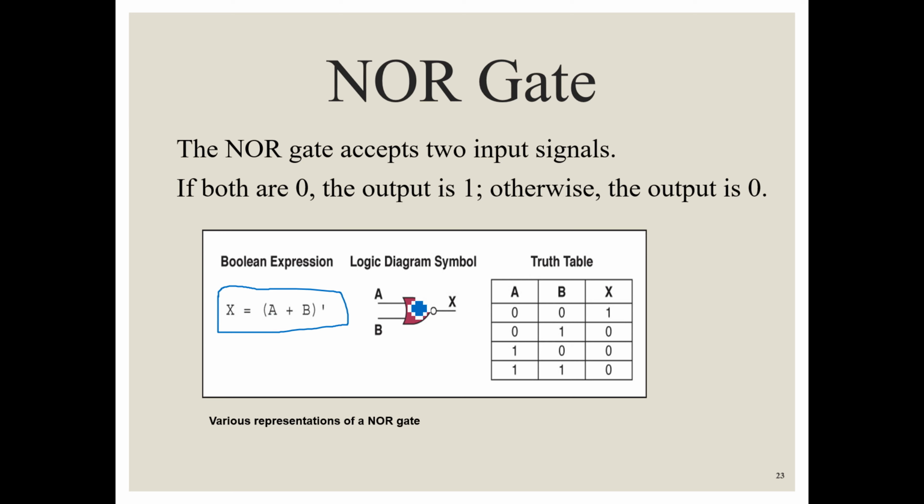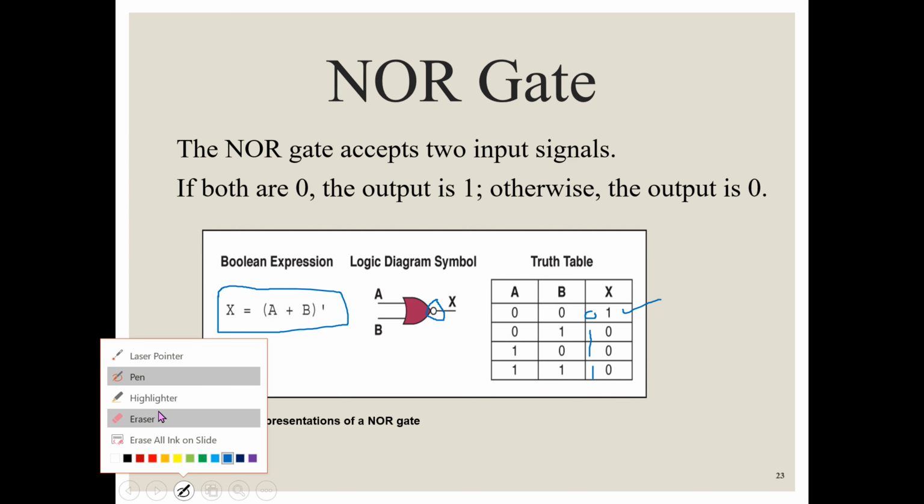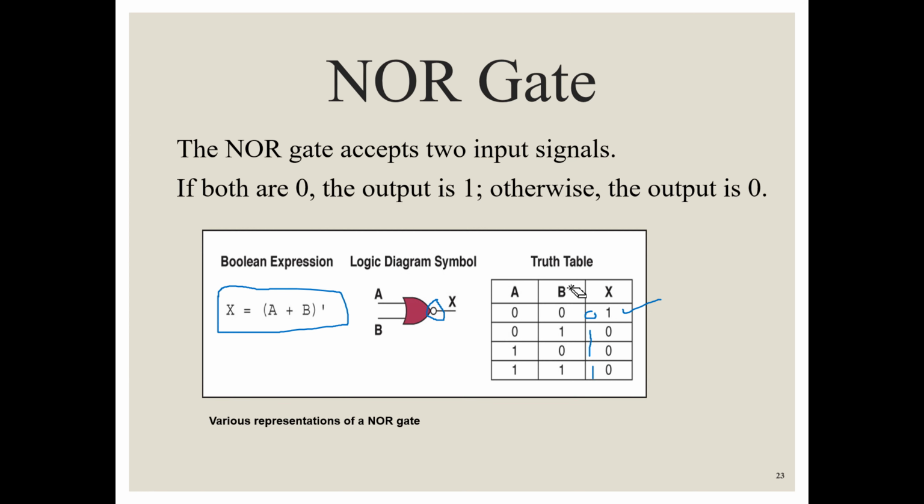The symbol you have seen in the previous slides is the symbol of the OR gate, and this bubble differentiates OR from NOR. Bubble means it's a NOT. So now you can see it will be the exact opposite of the OR gate truth table. The OR gate truth table will be 0, 1, 1 and 1. For the OR gate, the exact opposite will be the NOR gate.